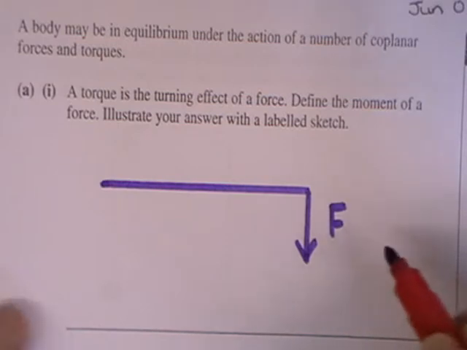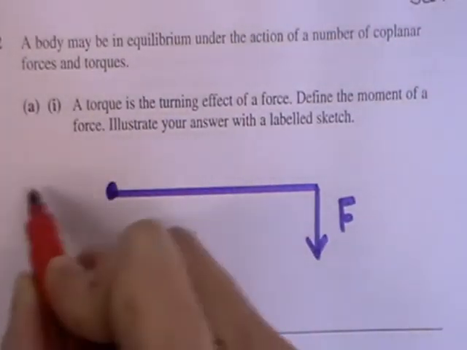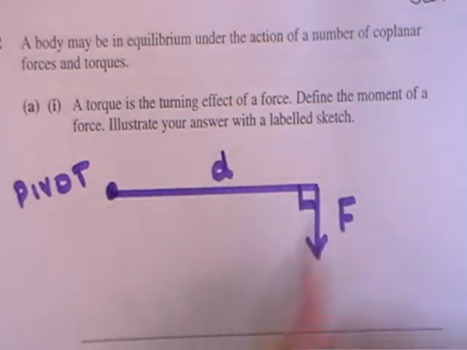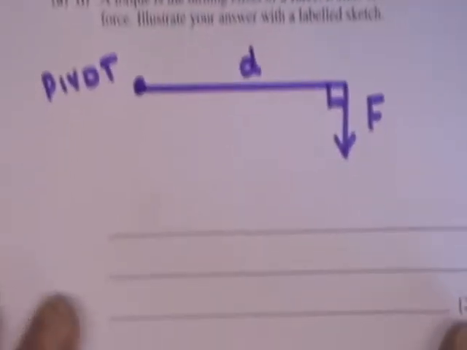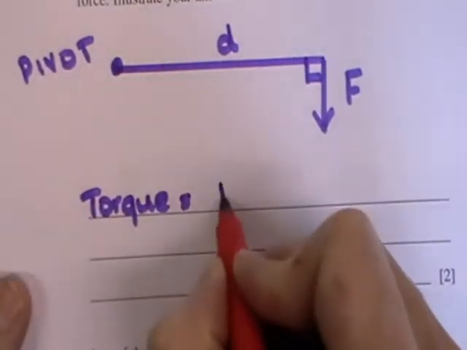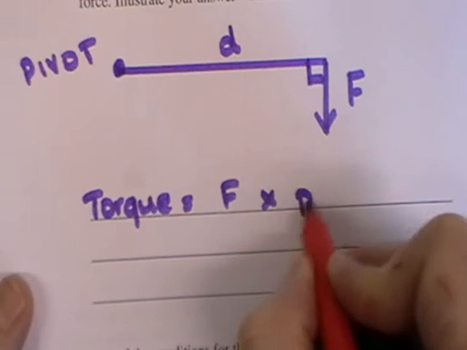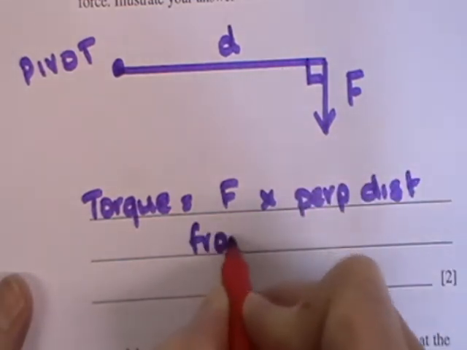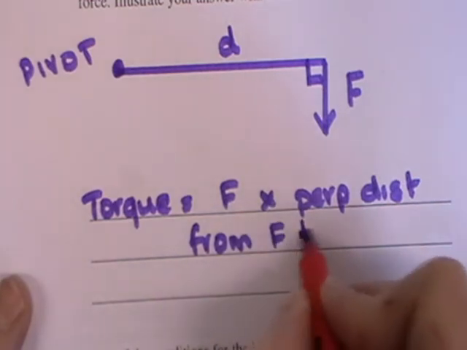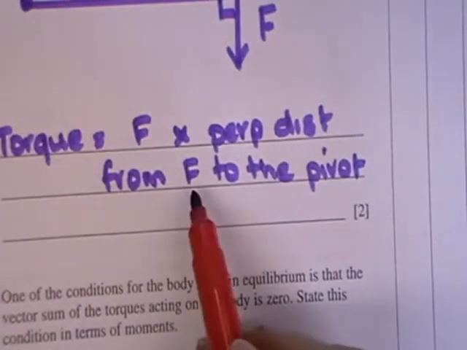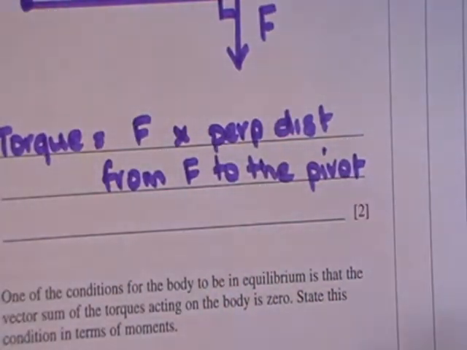And we're going to label at the end a force. We're going to have a pivot. And we're going to have a distance and a right angle. And so therefore we're going to say that torque is equal to the force multiplied by the perpendicular distance from the force to the pivot. Or you could say the torque about a point, and then from F about the point would be fine.